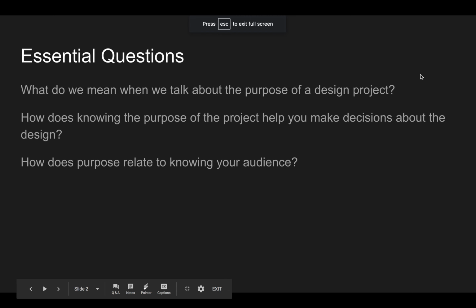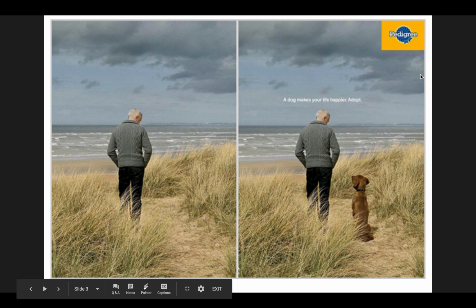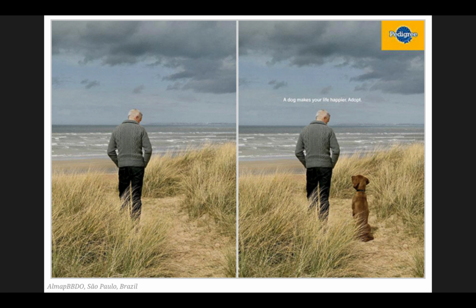Now, I'm going to talk about this by looking at a series of ads. So first, we're going to look at this ad. It's an ad from a magazine, and you'll see that the ad has two parts here. It has this guy looking down at nothing, then a guy who's looking at a dog, and it says, "Dog makes your life happier. Adopt." So, talking about purpose.